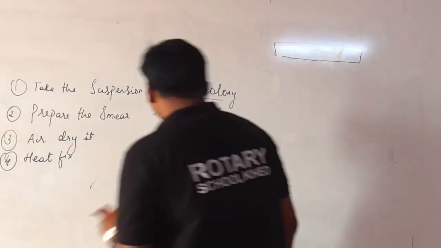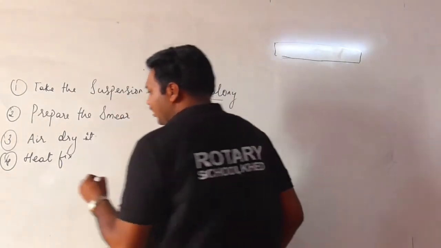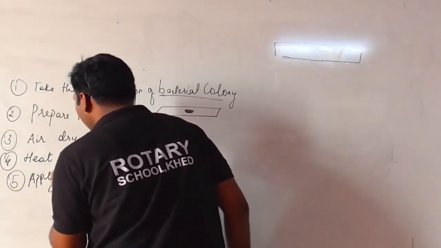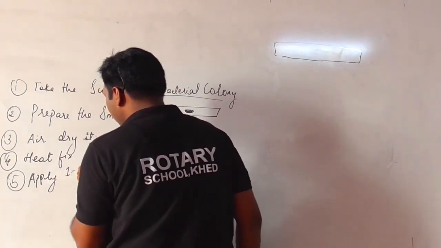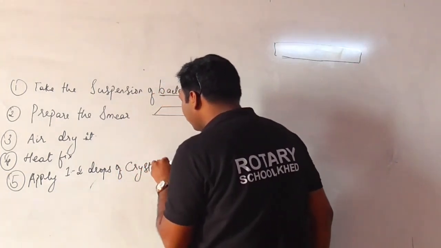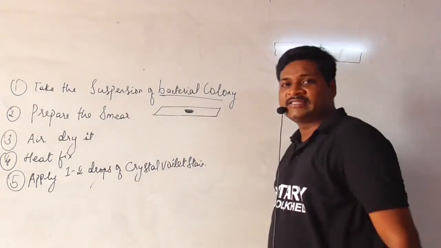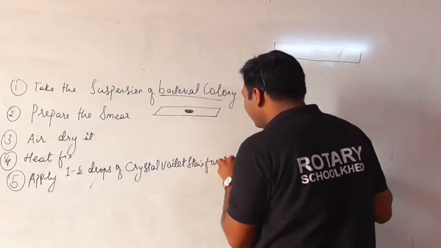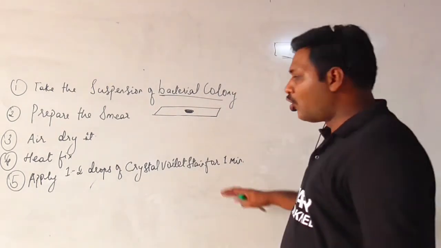Then we apply one or two drops of crystal violet stain and keep it for one minute, or you can also write 60 seconds. After 1 minute, we wash it.